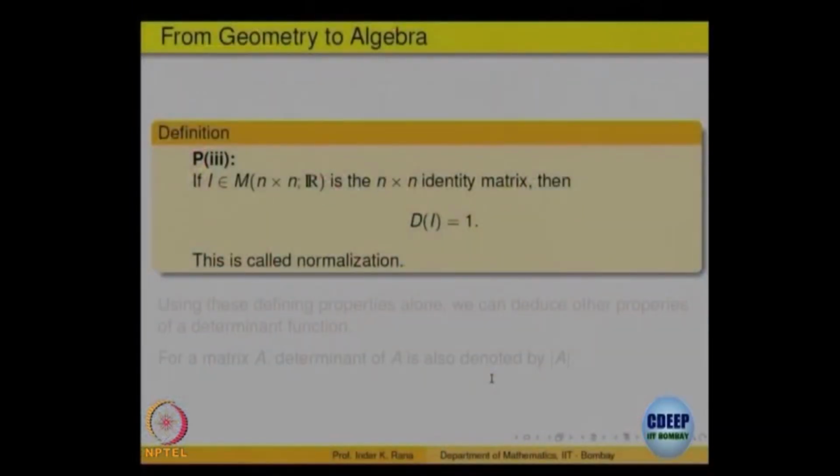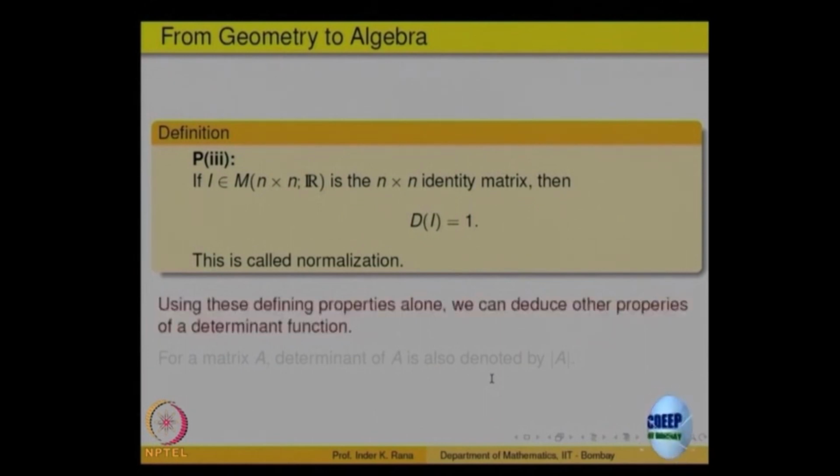And third is a normalization, namely the determinant of the identity matrix n cross n is equal to 1, right. So, what we are going to do is, using these defining properties alone, these three properties, we are going to deduce all other properties of determinants that you might have been using earlier, right. So, these are the properties which define determinant, and everything else can be deduced from these three basic properties. That is what we want to show.